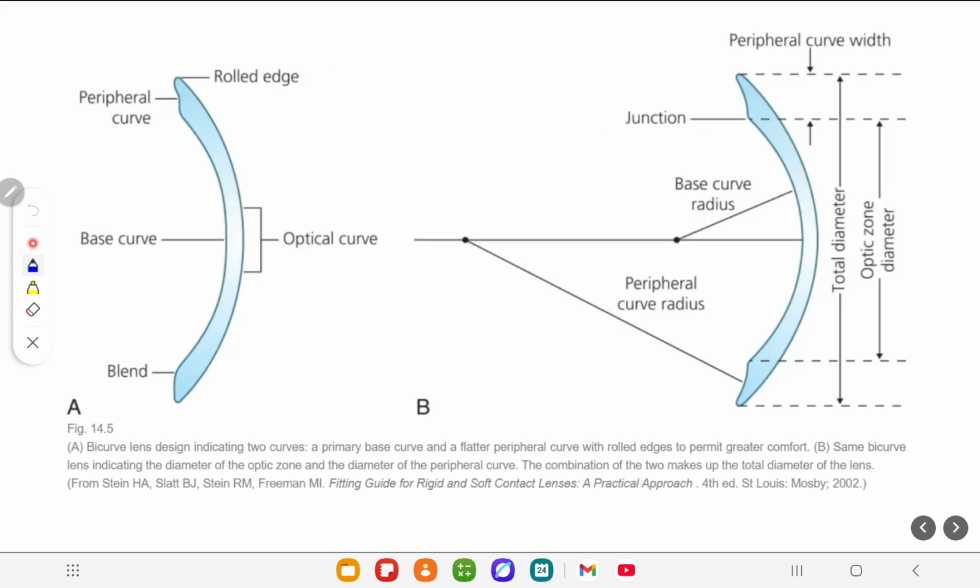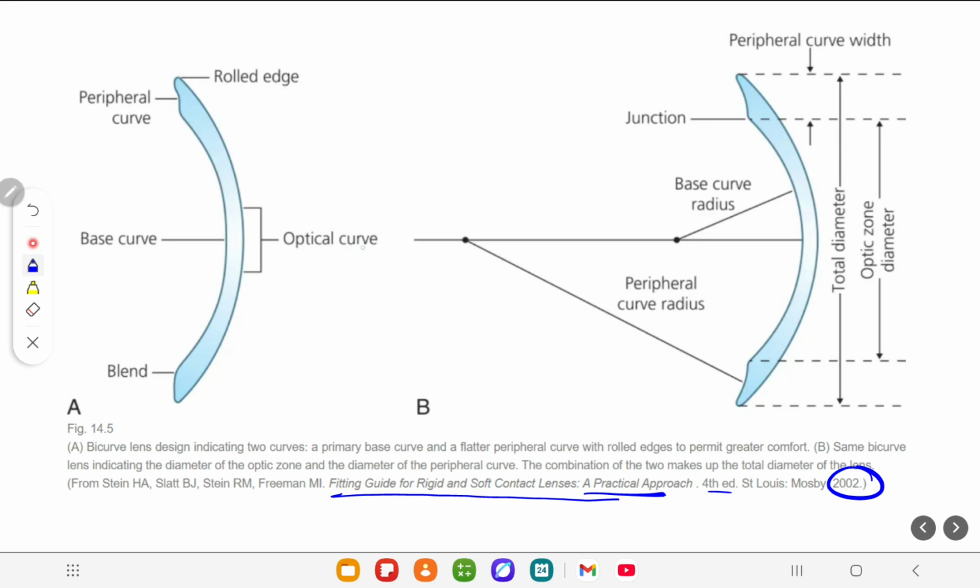So let's move further. This is a picture taken from this book, a fitting guide for rigid contact lenses, a practical approach, fourth edition, 2002. The pictures from this book are lovely, that's why I've taken all the pictures from this book.